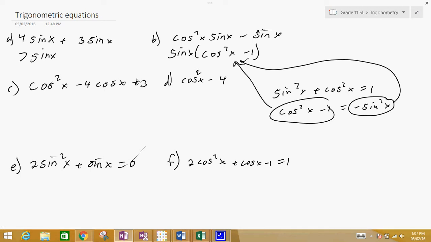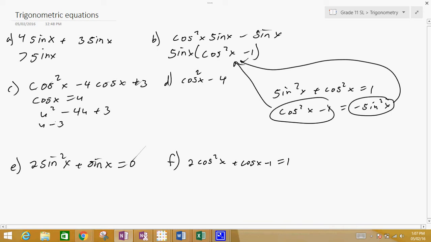Let's try a couple more. Well, this one looks very similar to a quadratic equation. So I could just call cosine x, I could call it u, for instance. Then it would look like this, u squared minus 4u plus 3. And this is simple to factor, u minus 3, u minus 1.